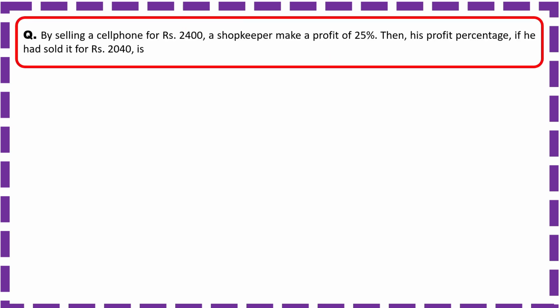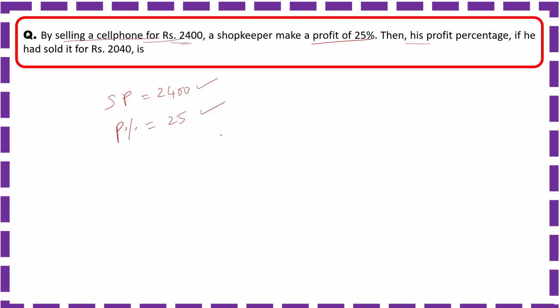By selling a cell phone for rupees 2400, a shopkeeper makes a profit of 25%. Then what would be his profit percent if he had sold it for rupees 2040? Okay, see, first of all, just understand the question here. By selling a cell phone for 2400, what does this mean? This means the selling price of the cell phone is 2400, and the profit percent is 25%. Then if he had sold it for 2040, he would make a profit percent of how much? See, we have the selling price, we have the profit percent.